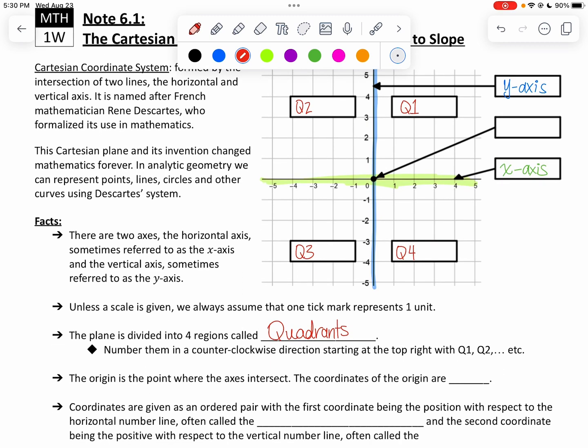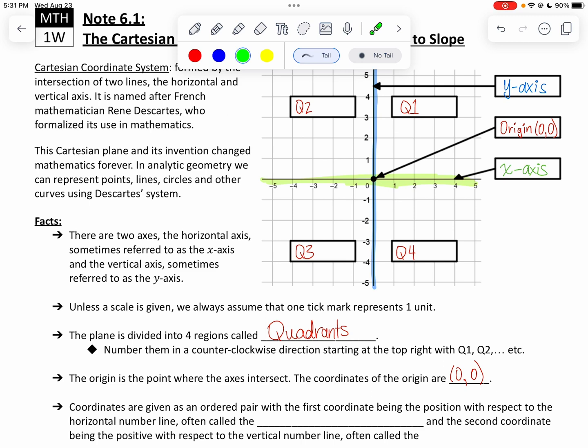The origin is the point where the axes intersect. So our origin is this middle dot right here, and it's labeled by the coordinate point 0, 0. So here we can fill in that the coordinates of the origin are 0, 0. And that's because I'm sitting right at this middle point. I haven't traveled to the right or the left at all. And I also haven't traveled up or down. So both my x values and my y values are both 0.